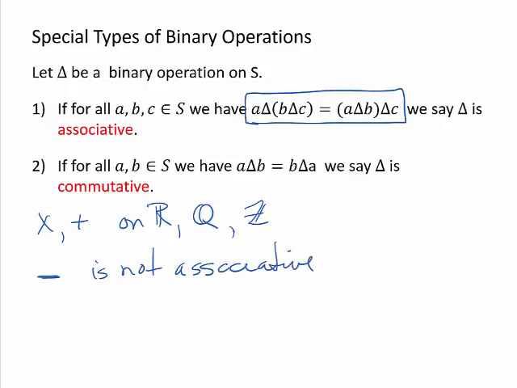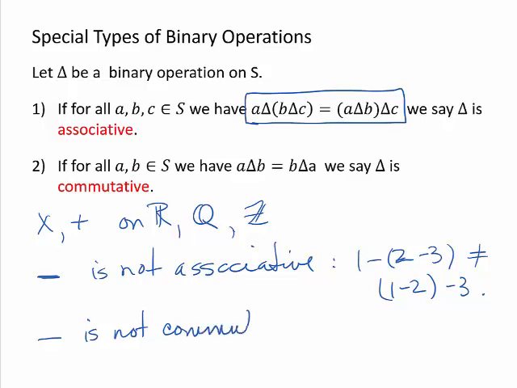And just an example will do. 1 minus (2 minus 3) is not equal to (1 minus 2) minus 3. That does it. Subtraction is not commutative. Now remember, I know you know this, but the question here is, how do you prove it? If you want to prove that something is not true, it's enough just to say, well, 2 minus 3 is not equal to 3 minus 2.